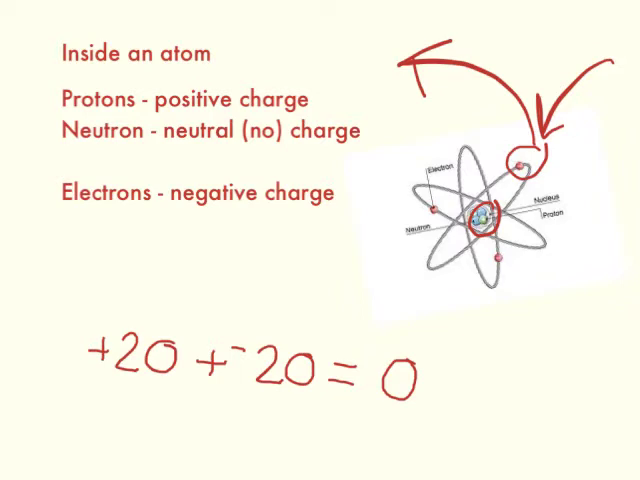And any charged atom, whether it's a positively charged atom or a negatively charged atom, is an ion. You probably remember that from chemistry. Okay, so what does this mean for charging up our materials?